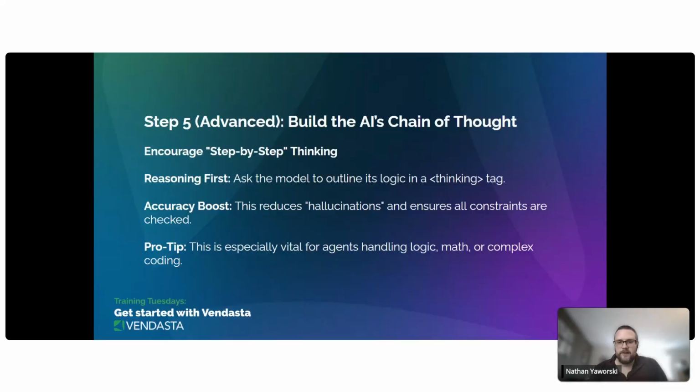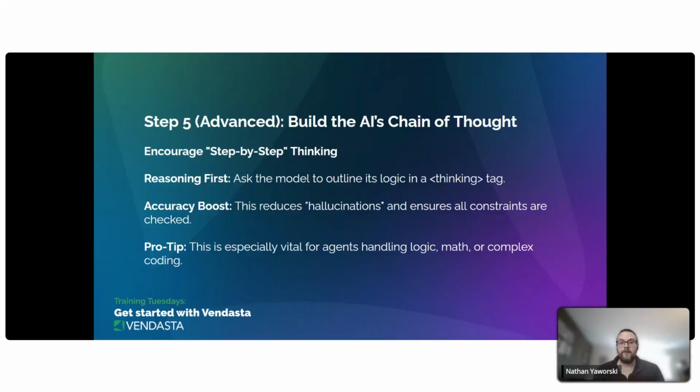And then step 5 here, and this is a little bit more advanced, and probably more advanced than you need to get to with the AI chat receptionist, because a lot of that we built out for you. But if you're building your own AI agents and you are feeling a little more comfortable building out some more advanced features, you want to build that AI's chain of thought to encourage step-by-step thinking. So you can ask it to do its reasoning first. Ask the model specifically, outline your logic in a thinking tag, and then this helps the answers be a little bit more accurate.